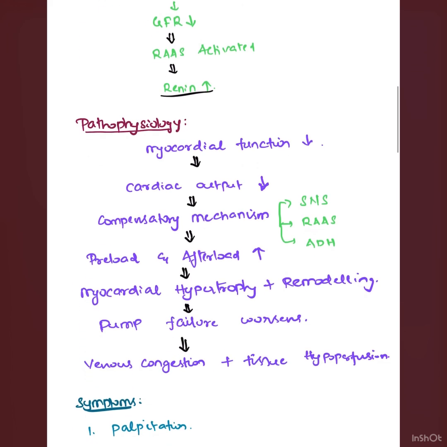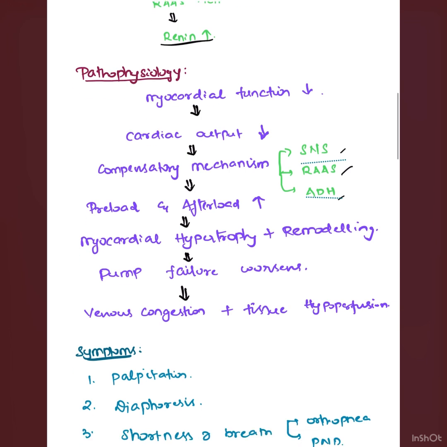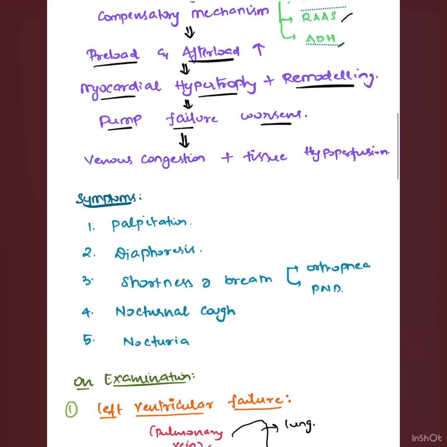Next one is pathophysiology. Generally in heart failure, myocardial function decreases, so cardiac output also decreases. Hence, other compensating mechanisms in our body get activated: the sympathetic nervous system, the renin-angiotensin-aldosterone system, and antidiuretic hormone release. These are the compensatory mechanisms for congestive heart failure. Then preload and afterload also increase. Hence, myocardial hypertrophy and remodeling occur. So pump failure worsens, and that leads to venous congestion and tissue hypoperfusion.